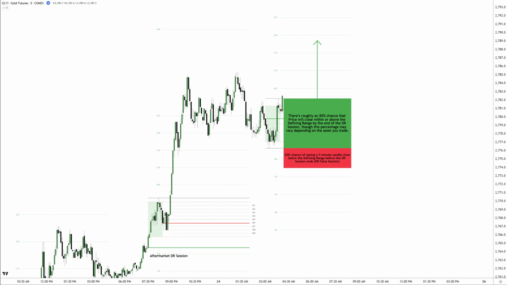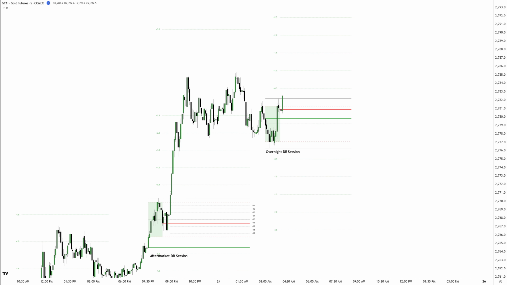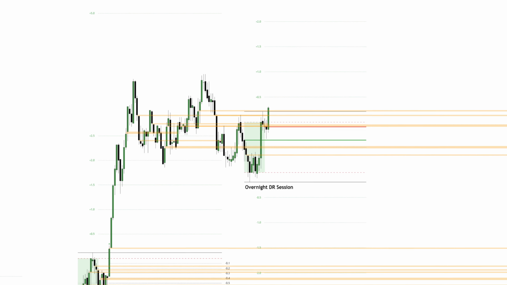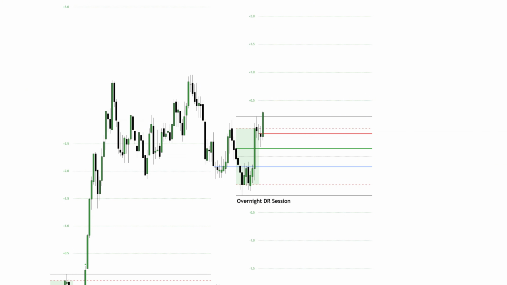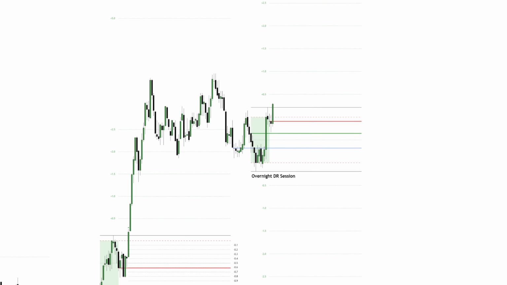With probabilities already stacked in favor of further upside, the focus was on long setups and targeting new standard deviation levels, with a low probability that price would close below the defining range before the session's end. In terms of previous DR session levels, there weren't any relatively close to the current range, but there were several previous volume imbalances aligning with the range, along with an intraday gap imbalance. These were crucial areas to highlight and keep easily accessible for toggling on and off as needed.